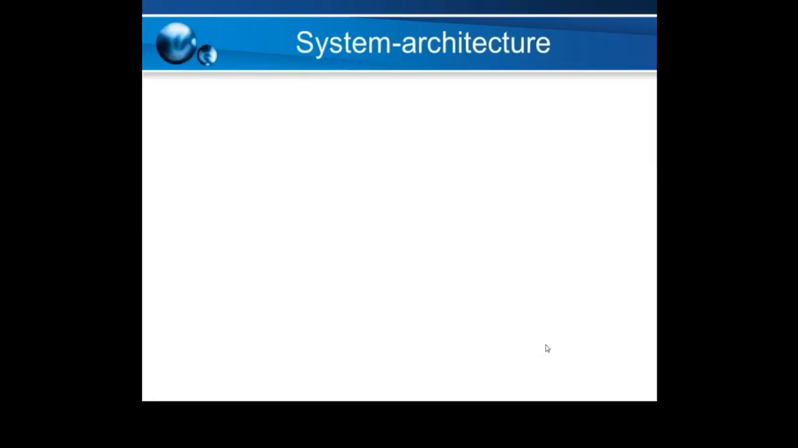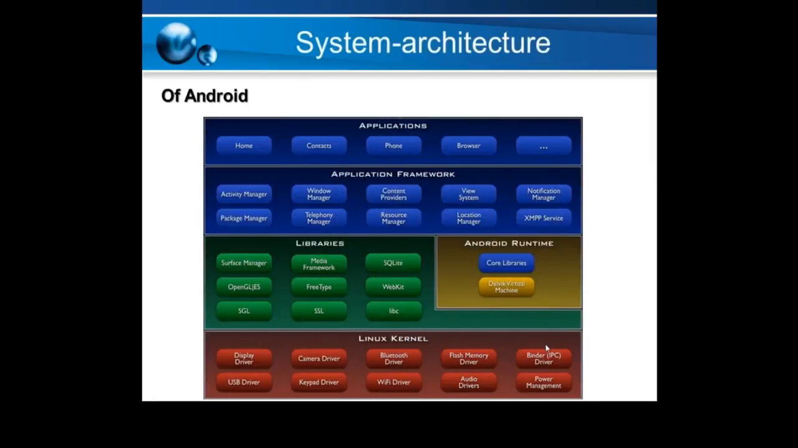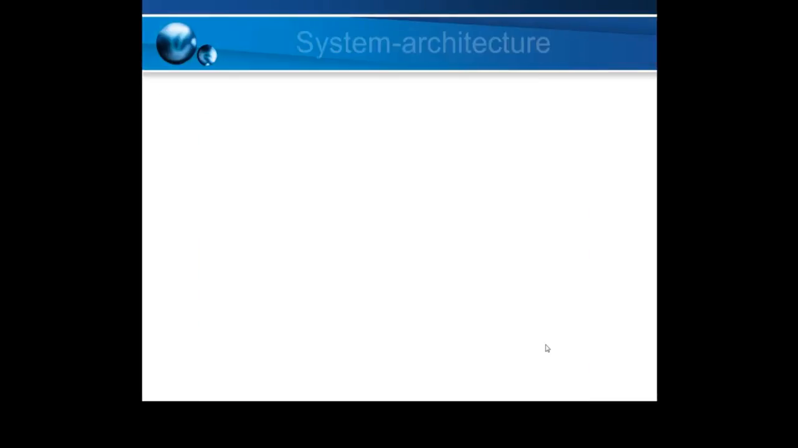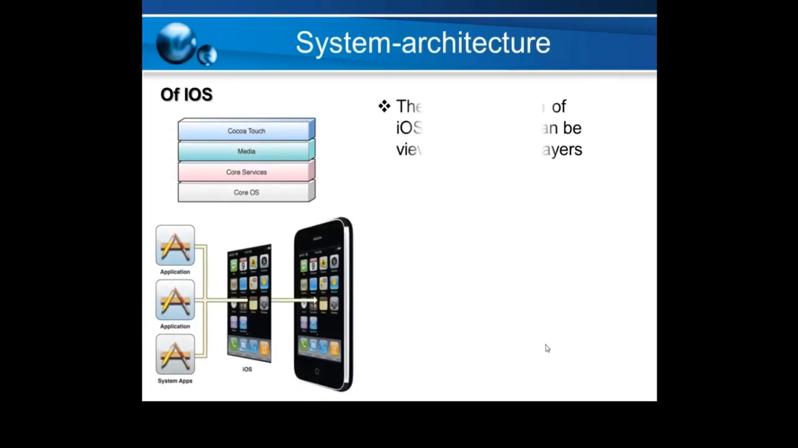System architecture. The architecture of the Android platform can be seen in this diagram. iOS architecture will be explained here.